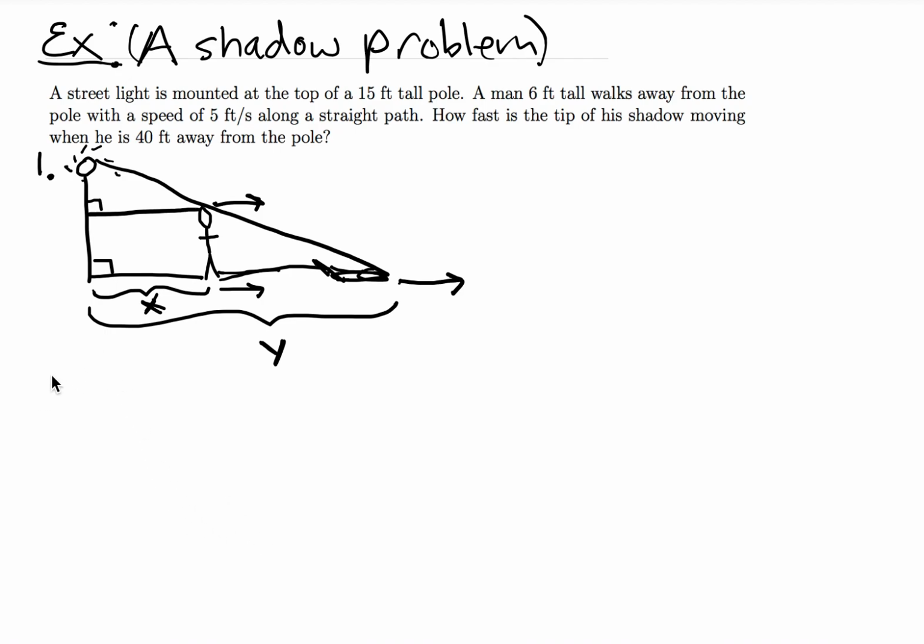Now, you can't really make a similar triangles argument without having at least a pair of sides to have information on for each of the triangles. So I'll suggest this. We weren't given anything about the hypotenuse of either of these triangles, but we were told that the guy is 6 feet high, and that this lamppost is 15 feet high.